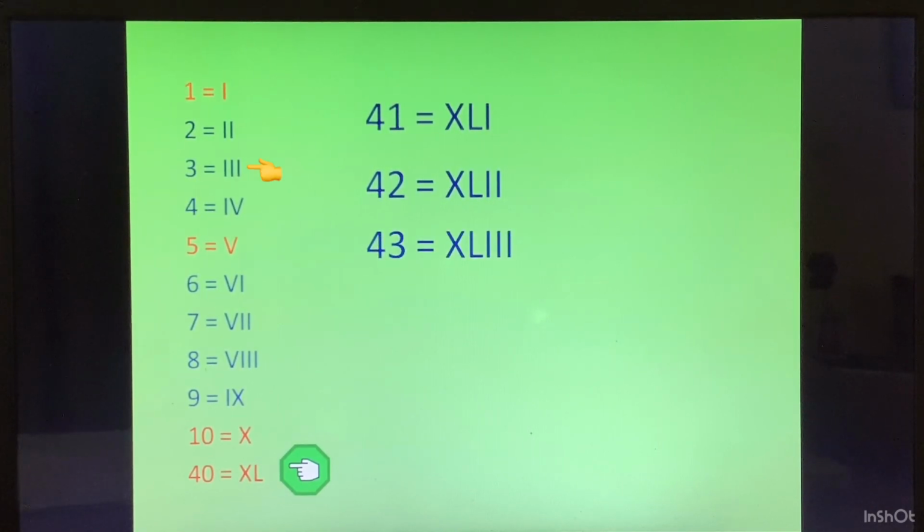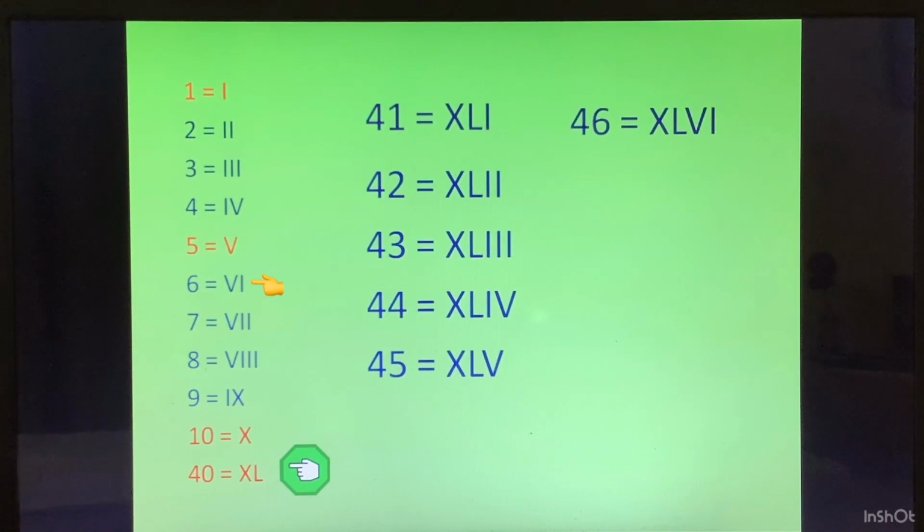43, 40 plus 3. 40 is XL and III. 44, 40 plus 4, XLIV. 45, 40 plus 5, XLV. 46, 40 plus 6, XLVI.